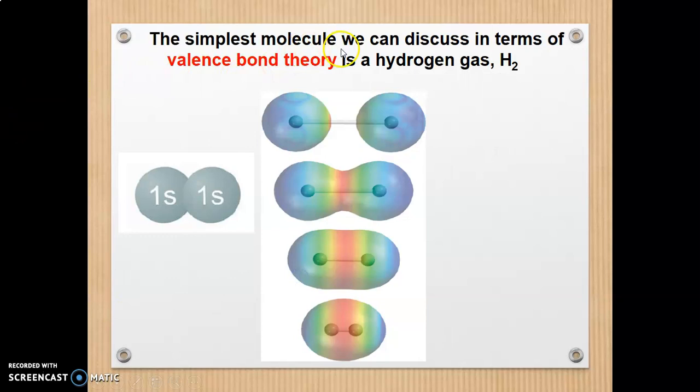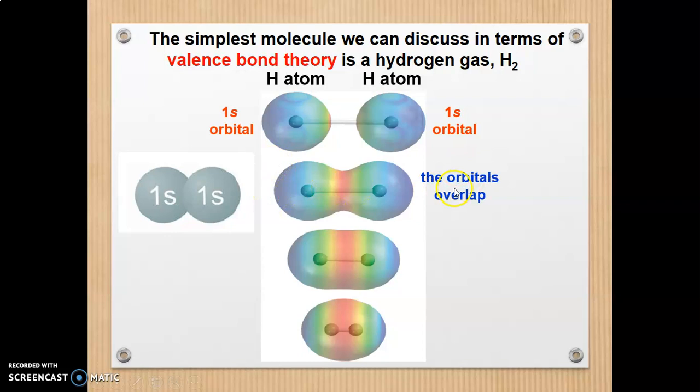The simplest molecule we can discuss in terms of valence bond theory is hydrogen gas, H2. Hydrogen atom has one electron, so the orbital of hydrogen atom is 1s. To form a bond, the orbital must overlap. So this is the maximum overlap of hydrogen.